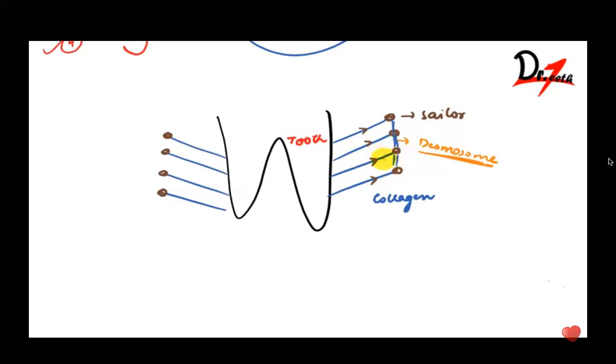So in summary, eruptive movement is multifactorial, like vascular pressure at the apex, along with the contractile force that is generated by the dental follicle. So these all play an important role, and bone formation and resorption facilitate the process.